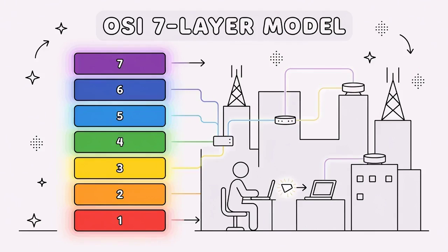Every time you send a message, stream a video, or load a web page, your data passes through 7 distinct layers of processing. This is the OSI model, the blueprint that explains how networks actually work, from copper cables to the browser in your hands.